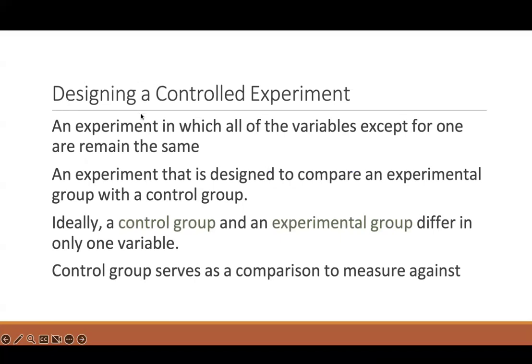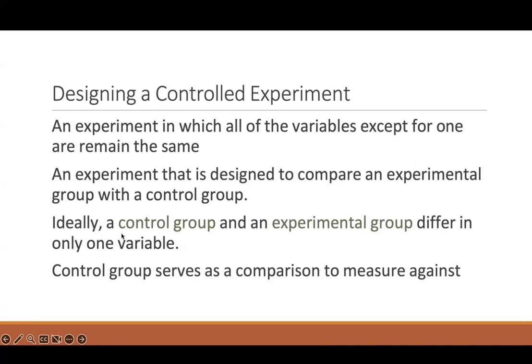So a controlled experiment, which is what we're always going to strive to create in AP Bio, is an experiment in which all the variables except our independent variable remain the same, are controlled. So only one variable, our independent one, is allowed to change. So an experiment that is designed to compare an experimental group with a control group is called a controlled experiment.